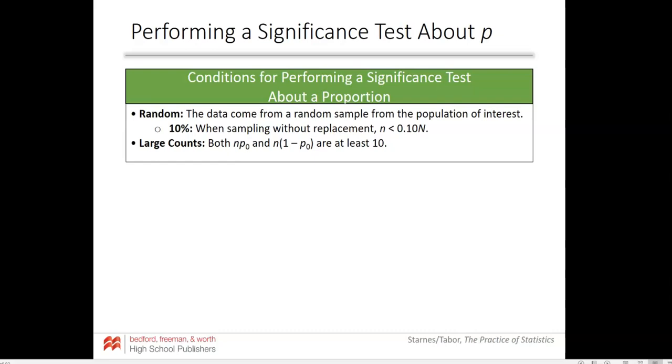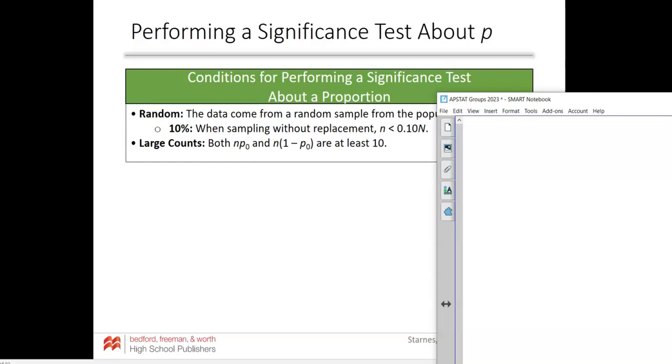Okay, so the conditions are pretty similar. Random, you look for the words random sample. If it's an experiment, I guess you look for random assignment, but less than 10%, same as normal. Nothing's changed about that. Large count is a little bit different. So let me talk conceptually about this as to why this is, and maybe this will start to make sense.